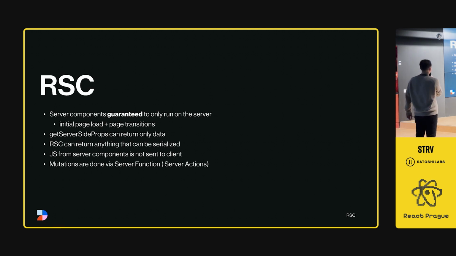And probably the main goal, or the secondary goal, is that the JavaScript won't be sent to the client. And mutations are done via server functions, which used to be called server actions. And actually server action is still a term, which is a server function being passed to the action attribute on a form element. So there's the confusion part.